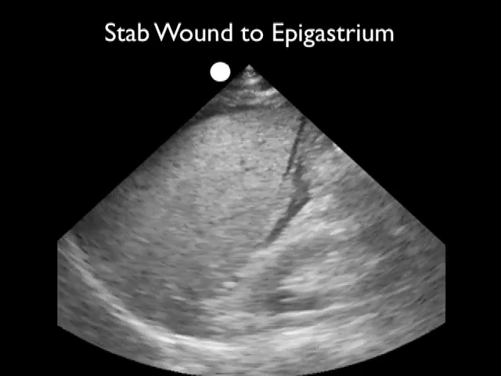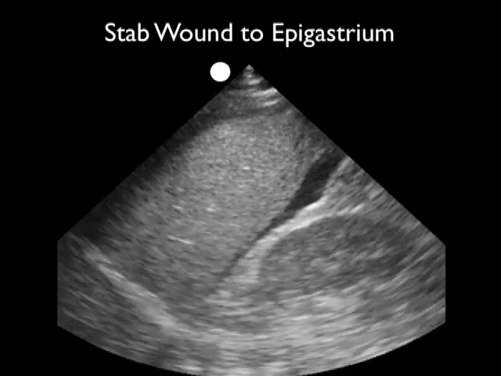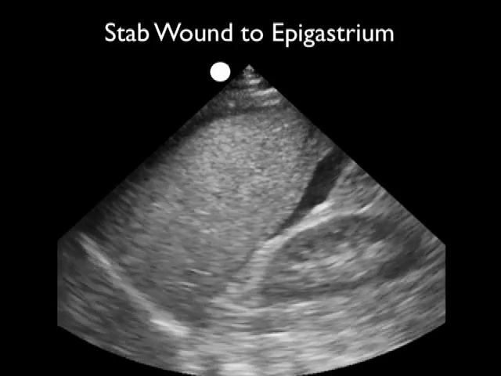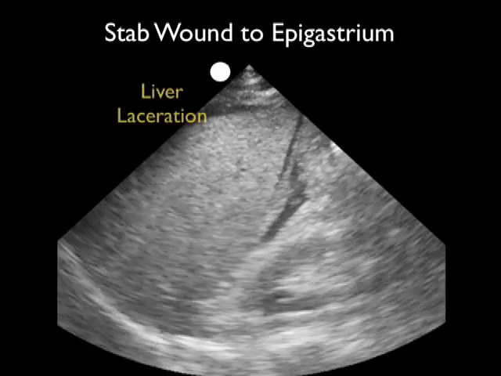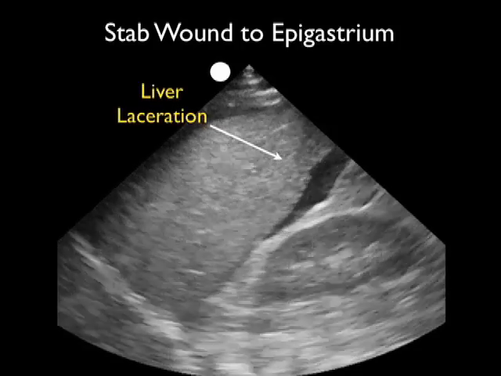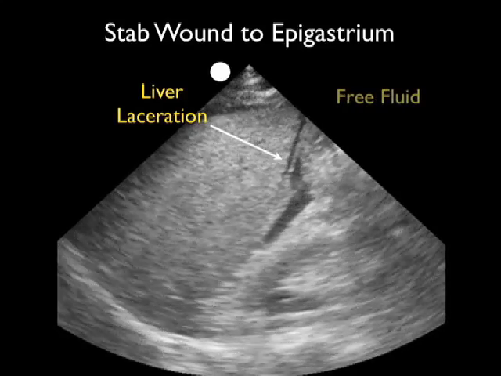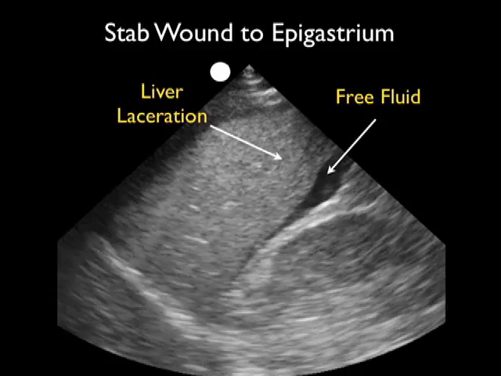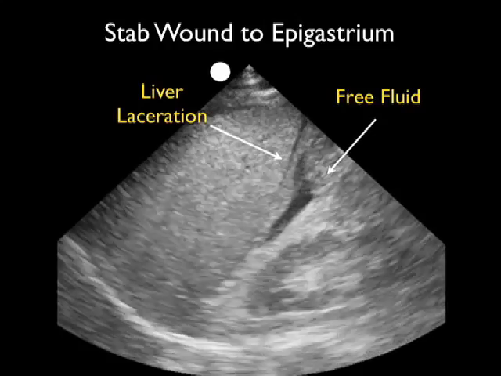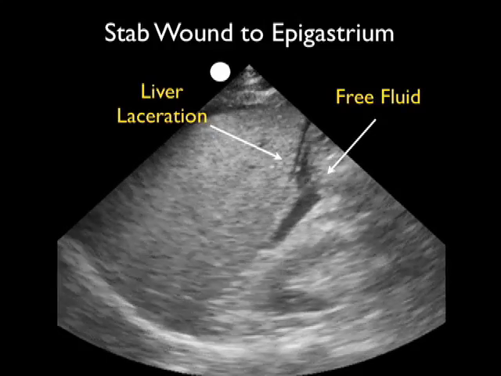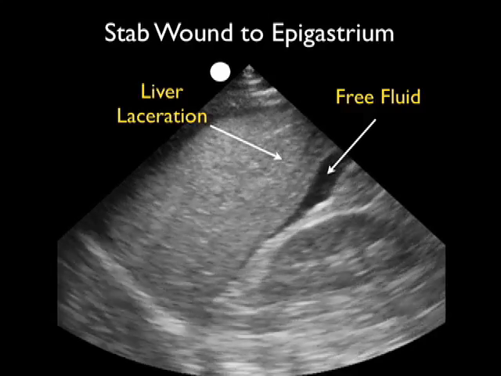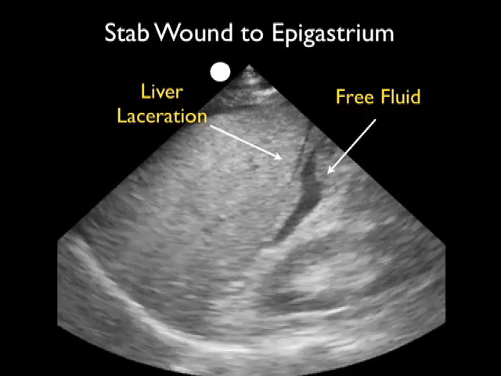Here's a video clip from a patient who was stabbed with a really big knife to the epigastric region. And as we look at the right upper quadrant, we can actually see a linear liver laceration extending through the medial aspect of the liver. We also appreciate the presence of a large amount of fresh fluid, that dark or anechoic fluid collection, layering out posteriorly to the liver and extending into Morison's pouch, the hepatorenal interface.